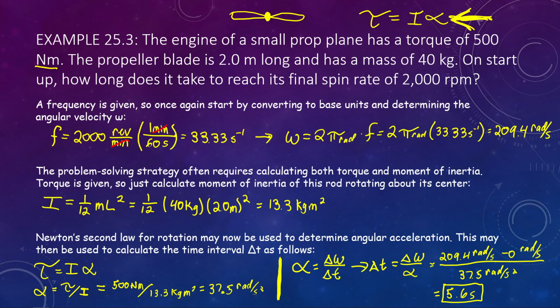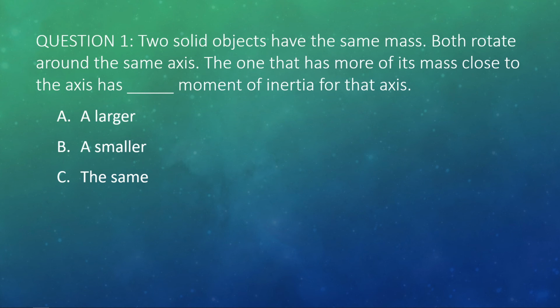So to close out our lecture, let's just do one fairly straightforward question to bring things back and move on. Our one question for the end of lecture says the following. Two solid objects have the same mass. Both are rotating about the same axis. The one that has more of its mass close to the central axis has blank moment of inertia for that axis.